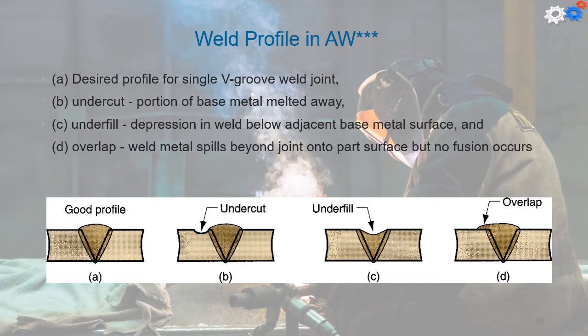There are several weld profiles in arc welding. The most desirable shape is the one shown in figure A. Figure B has a defect called undercut, where a portion of the base metal is melted away. In shape C, there is underfill, which is a depression in the weld below the adjacent base metal surface. And in shape D, we have overlap, where the weld metal spills beyond the joint onto the part surface, but no fusion occurs.